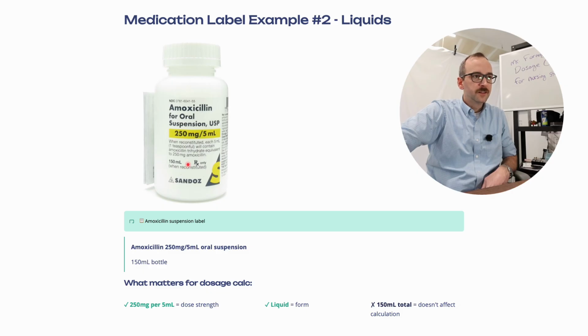And I know that it's a liquid because it's constituted. It says suspension right there. That's a form of a liquid. So what do I actually need out of all this mumbo jumbo? 250 milligrams for 5 mLs, and it's in liquid form, and the drug name. That's it. So don't let the rest of this trip you up.